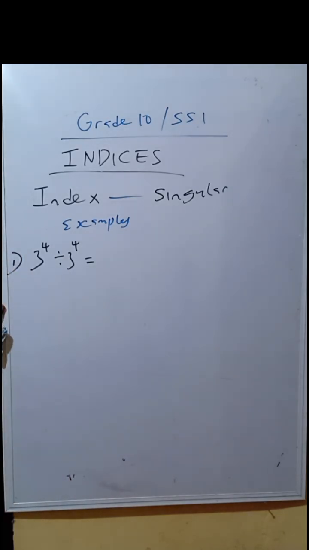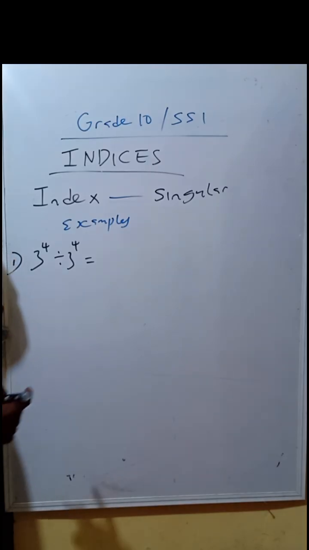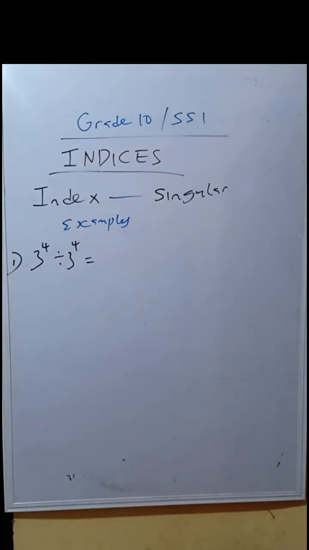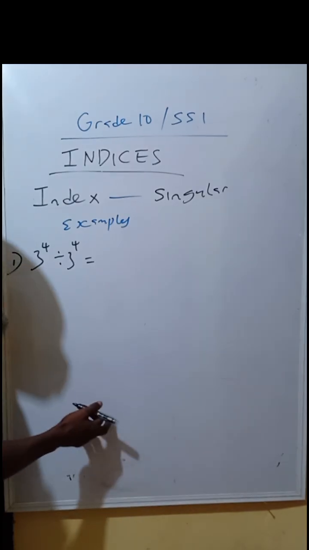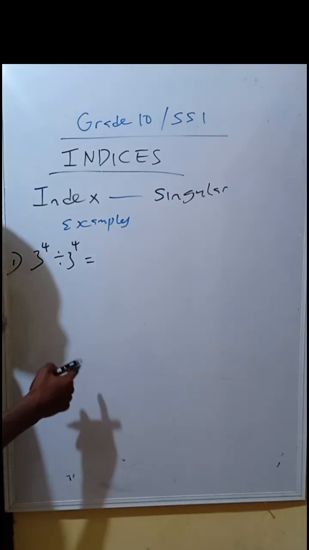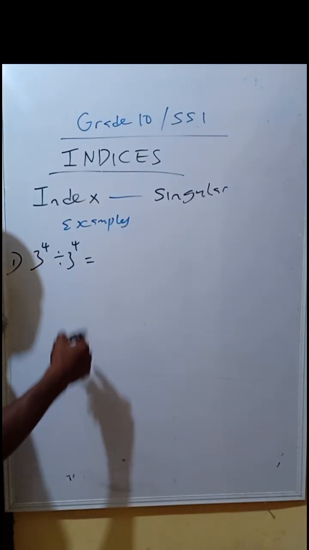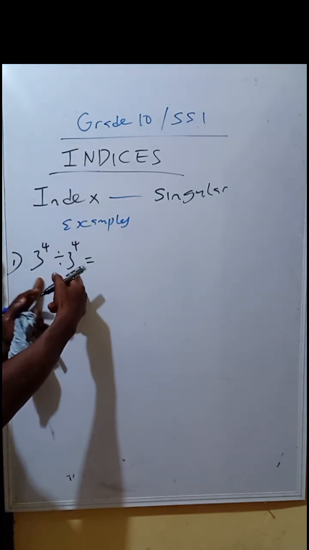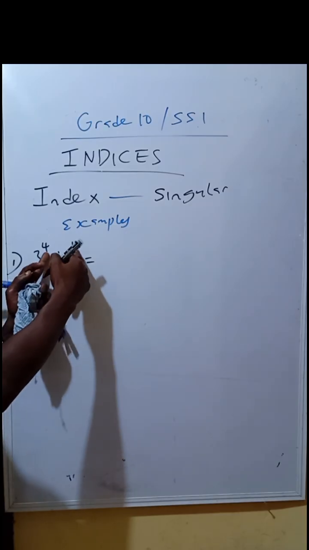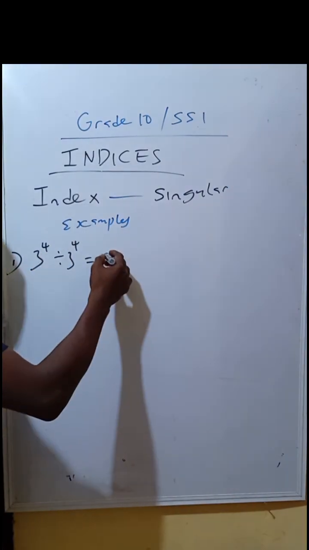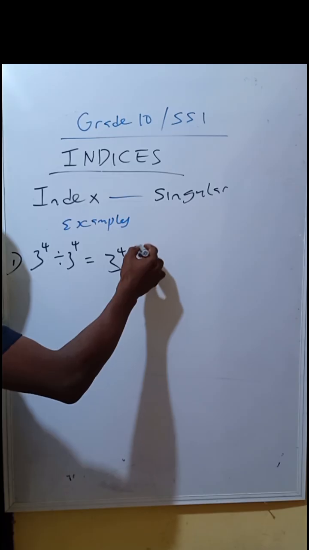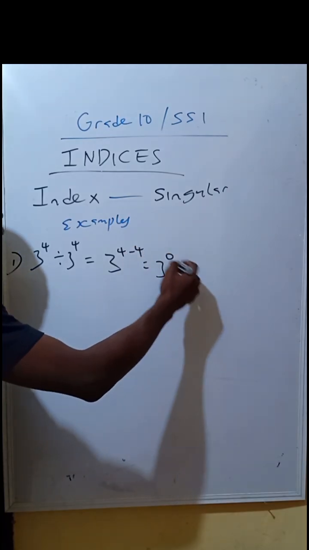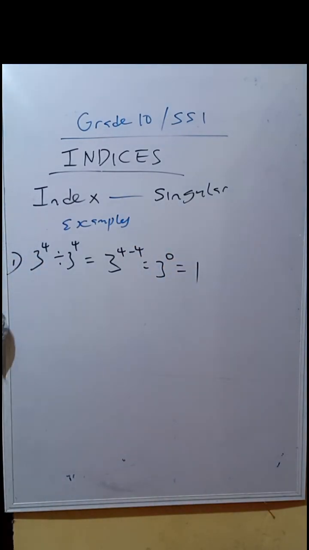I'll show you why this is 1. Using the fourth law, which says that any non-zero number raised to the power 0 is 1, and the second law, the division law, which says that when you have the same base and you divide them, you subtract the powers. So this will be 3 raised to the power 4 minus 4, which is 3 raised to the power 0. Anything raised to the power 0 is what? 1.